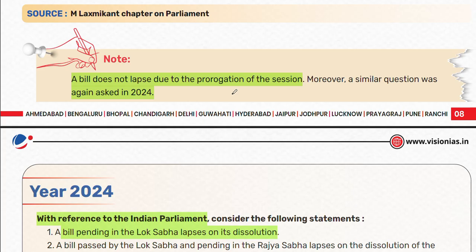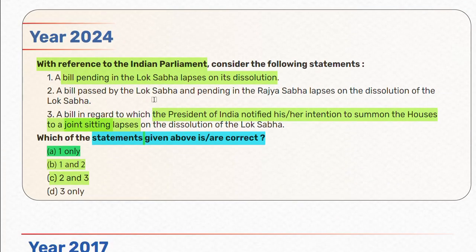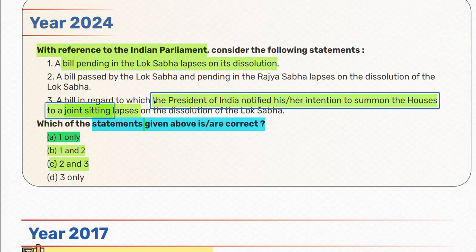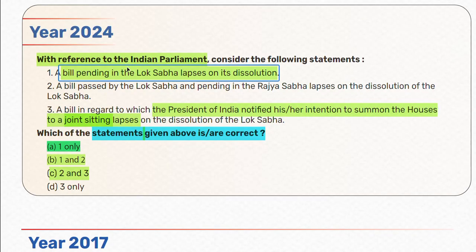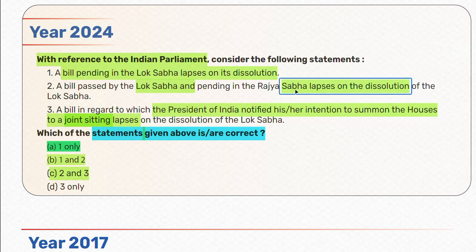Moreover, a similar question was asked in 2020. Okay, now next question. With reference to the Indian Parliament, consider the following statements: a bill pending in the Lok Sabha lapses on its dissolution. So we have already solved this question. Again, we will solve this. A bill pending in the Lok Sabha lapses on its dissolution. Yes, that is correct. A bill passed by Lok Sabha and pending in the Rajya Sabha lapses on the dissolution of the Lok Sabha. Yes, this is also correct.